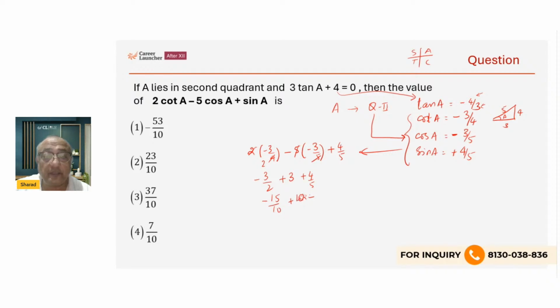10 into 3 is nothing but 10 into 3. Why write 10 into 3? I'll write this as 30, so let me write this as 30 by 10. This is wonderful. This 8 by 10. So if the denominator is the same, 10, I will have 38 minus 15, which is 23. I'll take the answer and go to the next part.